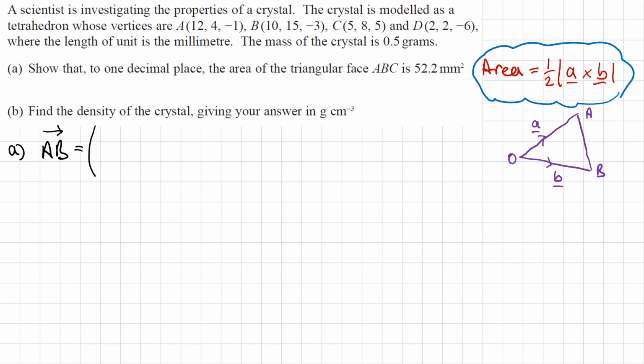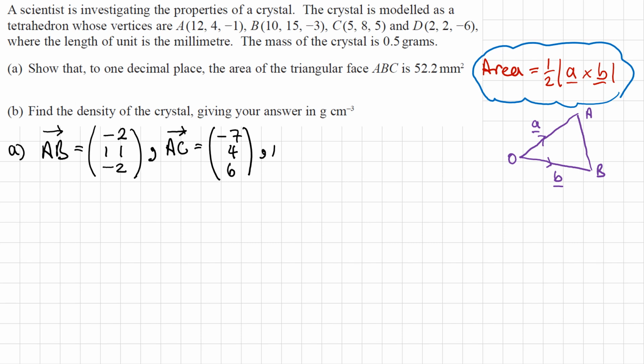Right, so let's look at the jump from A to B. So 12 to 10 goes down by 2. 4 to 15 goes up by 11. -1 to -3 goes down by 2. And then A to C, so it goes from 12 to 5 down by 7. 4 to 8 up by 4. And then -1 to 5 up by 6.